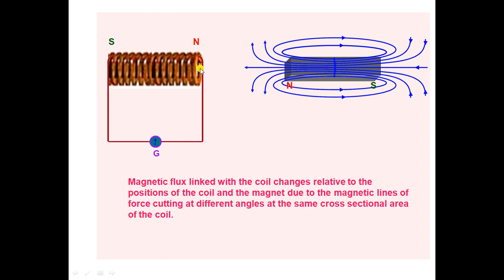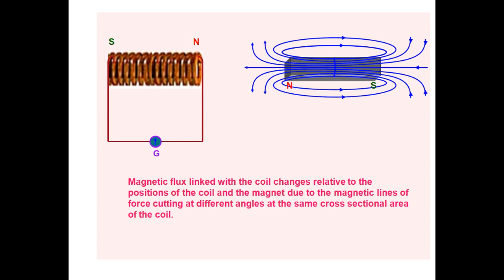This end behaves like an N pole, and the magnetic flux linked with the coil changes relative to the positions of the coil and the magnet, due to the magnetic field lines. The magnet has magnetic field lines, the blue lines shown here. Whenever the N pole is taken closer to the coil, these magnetic field lines are inserted in the coil, and since the coil is connected to the galvanometer, the galvanometer shows some deflection. If the galvanometer shows deflection, it means the current is present in the coil.